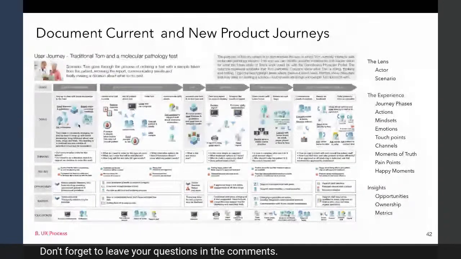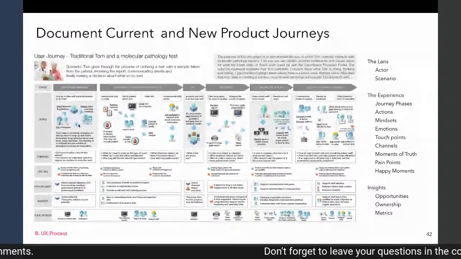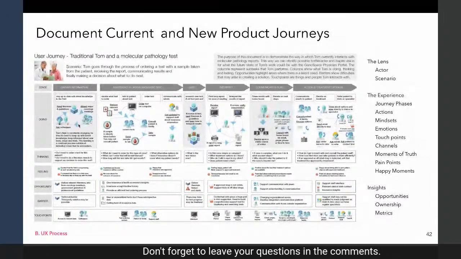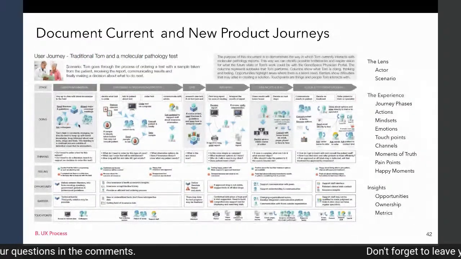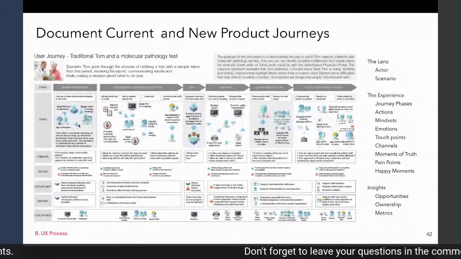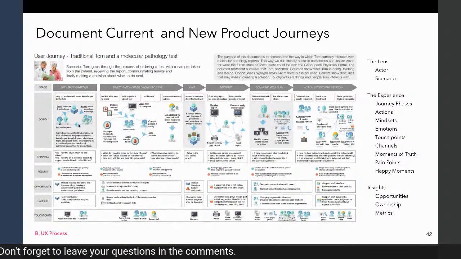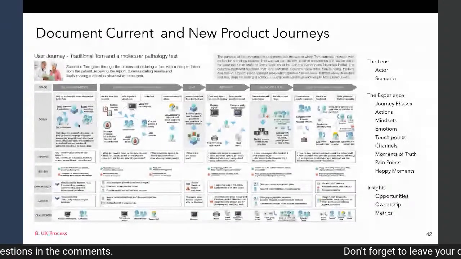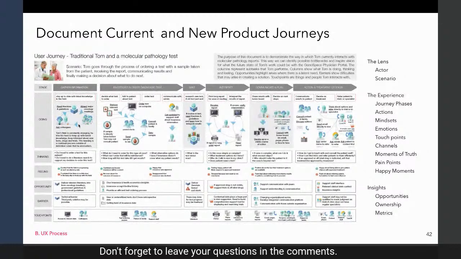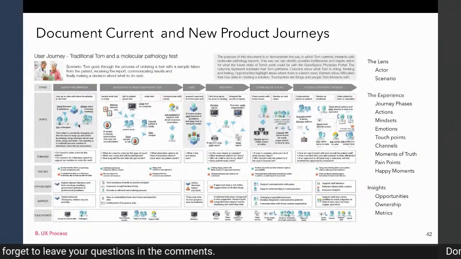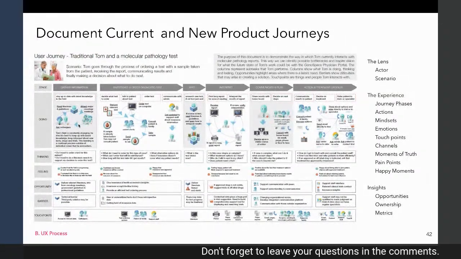This is categorized into three areas. The first level, the first row, is the image on the top. This is called the lens, or the actor in the scenario. Then the body is the experience: what they're doing, what they're thinking or feeling. And at the bottom, we have your insights on how we're able to address those pain points or happy moments. So this is just an example of the customer journey.